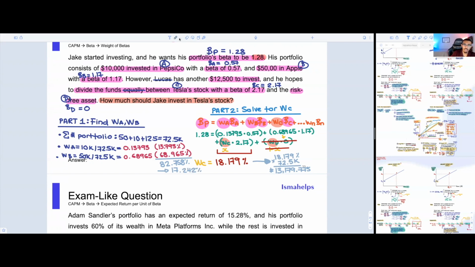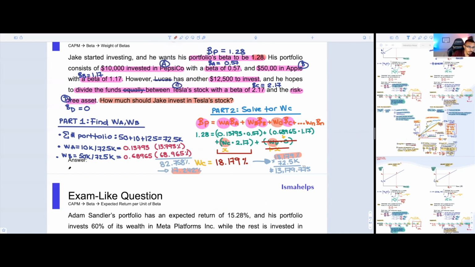So obviously this is strange. This should be strange to you because you could literally only invest this much to reach the total value of money you actually have. Jake is going above his budget. In fact, if I do the math again, 18.179 minus 17.242, Jake is going above his budget by 0.937%. This is so interesting.